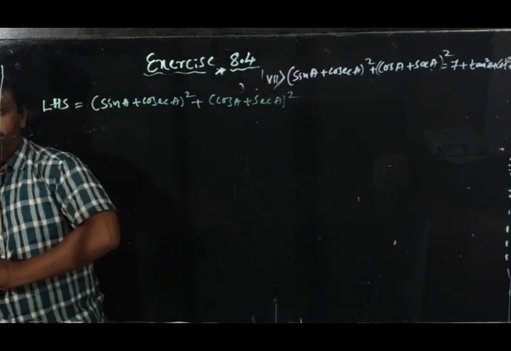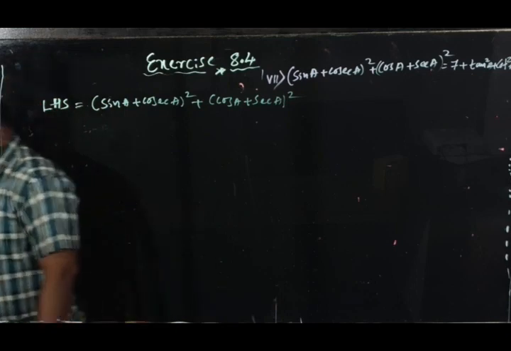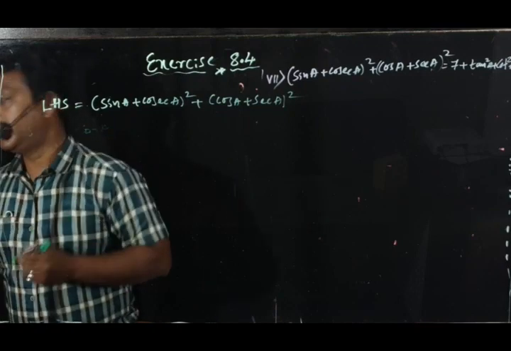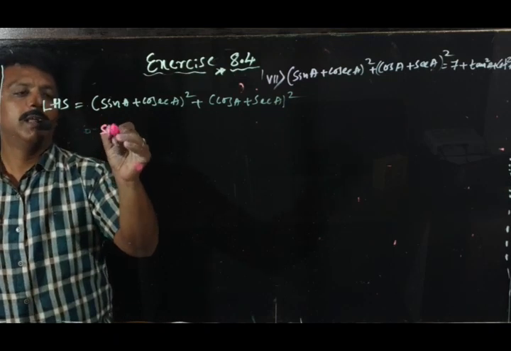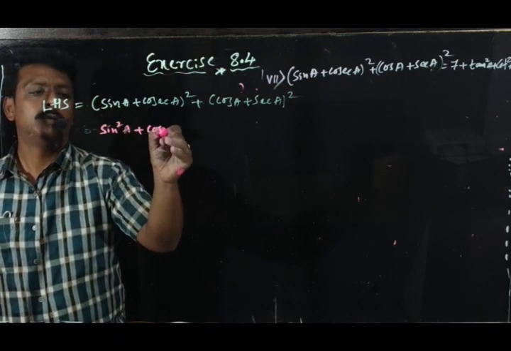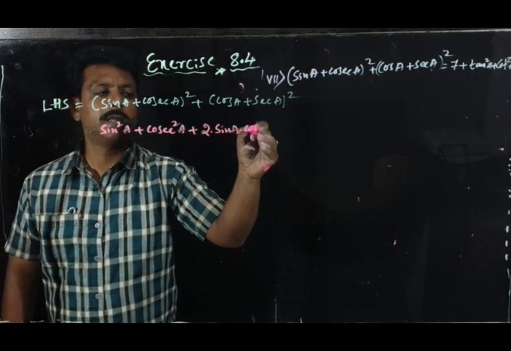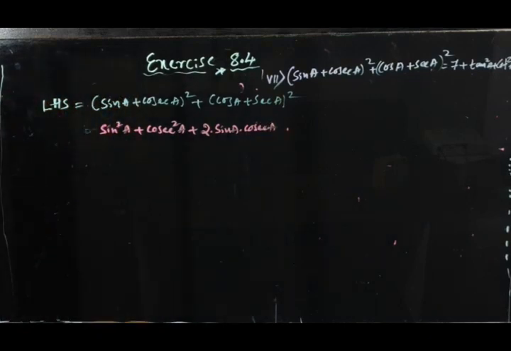What you are doing, sir, now? Nothing I am doing. I am applying only identity. A plus B bracket square is A square plus B square plus 2AB. So I am going to write this one properly: sin square A plus cosec square A plus 2 into sin A into cosec A. What I did? Nothing, I only applied the formula A plus B bracket square.